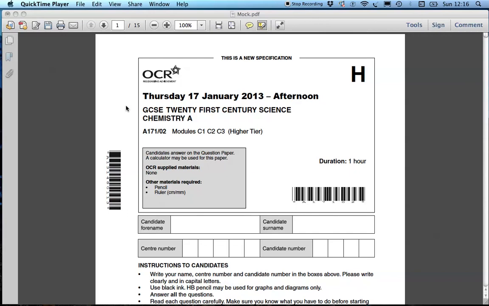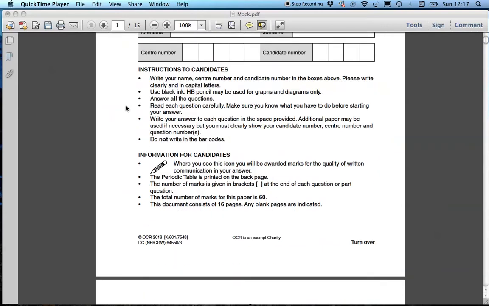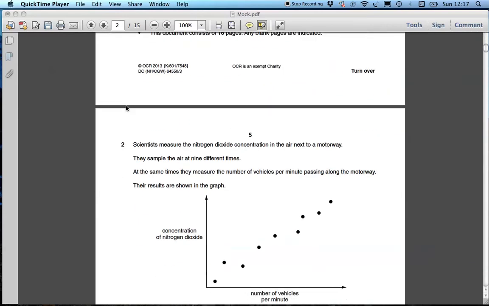Okay, so we're going to go through the mock exam paper that was on C1 to C6. The grade boundaries for this were 45 out of 59 for an A star, 37 for an A, 31 for a B, 21 for a C, 13 for a D, and 9 for an E. And then you can't get below an E in higher papers.